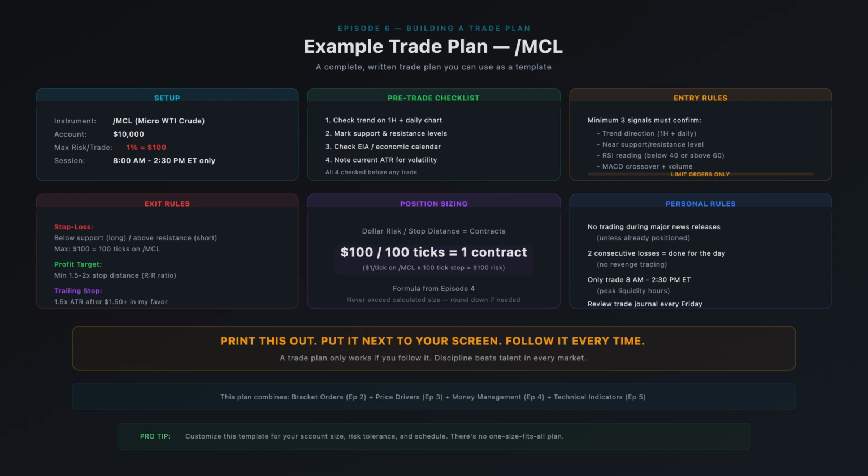Instrument, micro crude oil, /MCL. Account size, $10,000. Max risk per trade, 1%, which is $100. Pre-trade checklist. Check the daily trend on a 1-hour and daily chart. Identify support and resistance levels. Check the EIA and economic calendar. Note the current ATR.